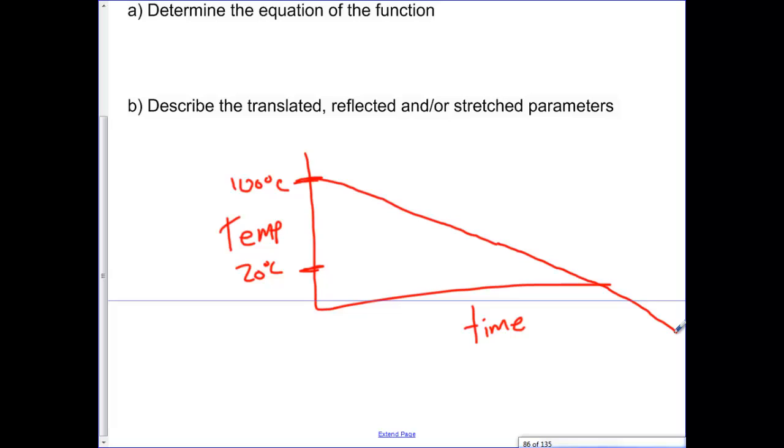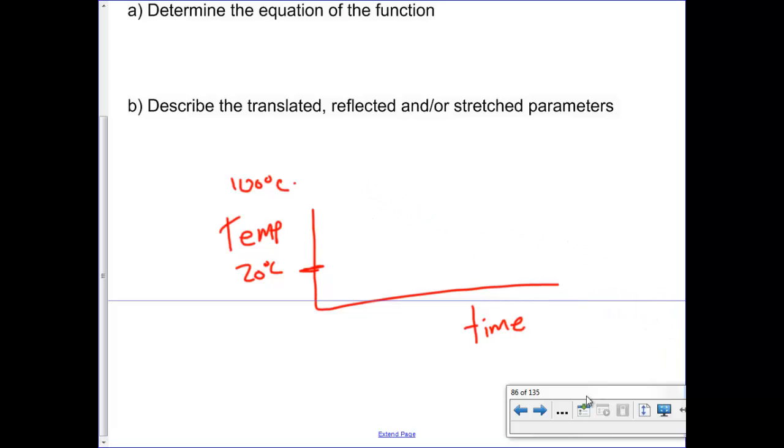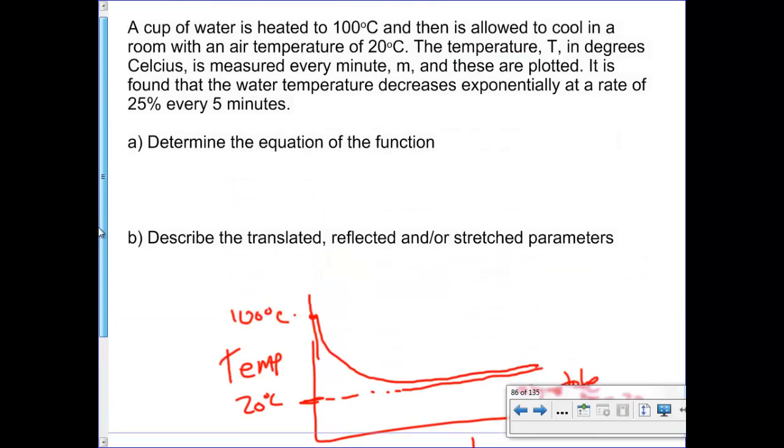Like, if I start with something at 100 and room temperature is 20, it should level out at 20. So the graph should look more like, bear with me, this. It should start at 100, and it should slowly but surely end at 20. And what would happen at 20? You'd have an asymptote. Does that make sense so far? So we need to make an asymptote where x is 20, y is 20.